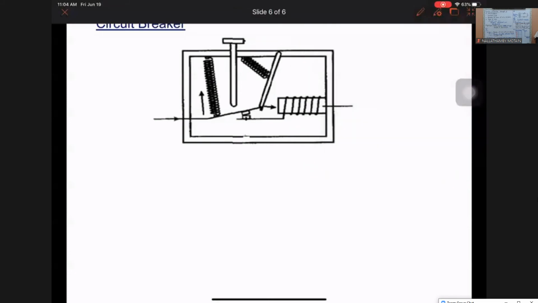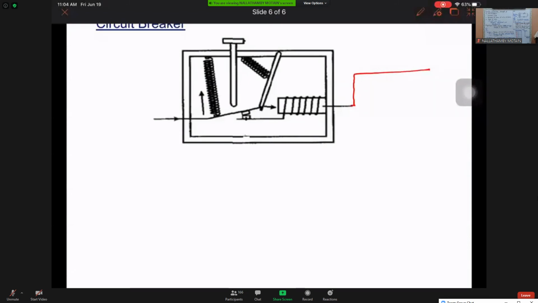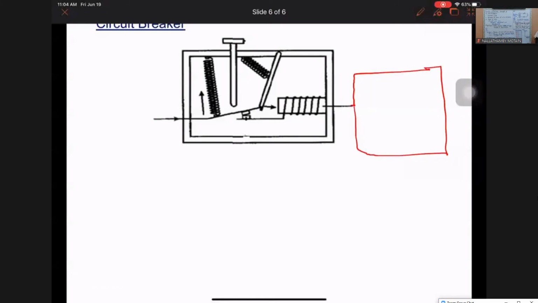Okay, enough. So let's say here we connect to household electrical appliances, for example television, refrigerator, iron box, and so on. In the normal condition there is a current flow, a small current flowing in this thin wire.